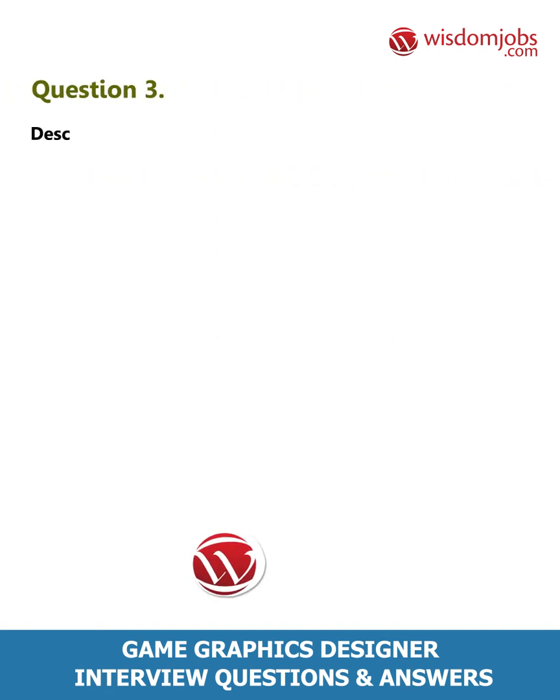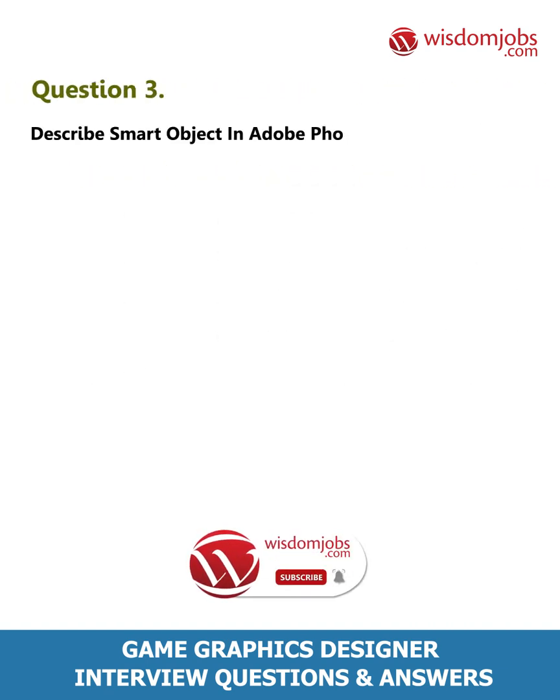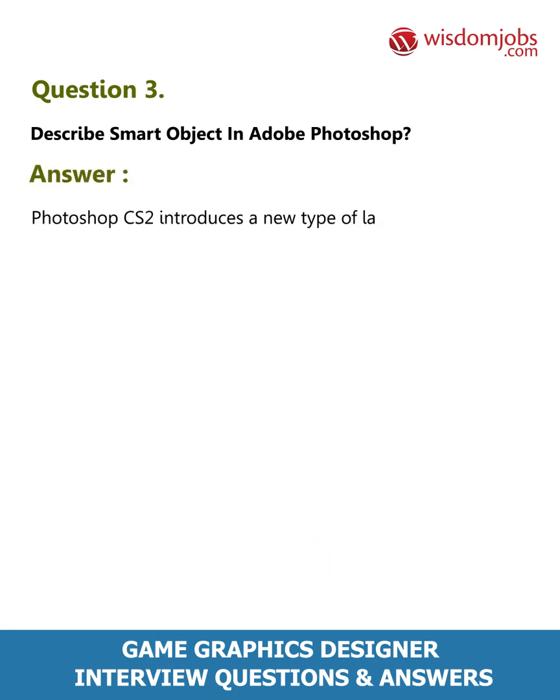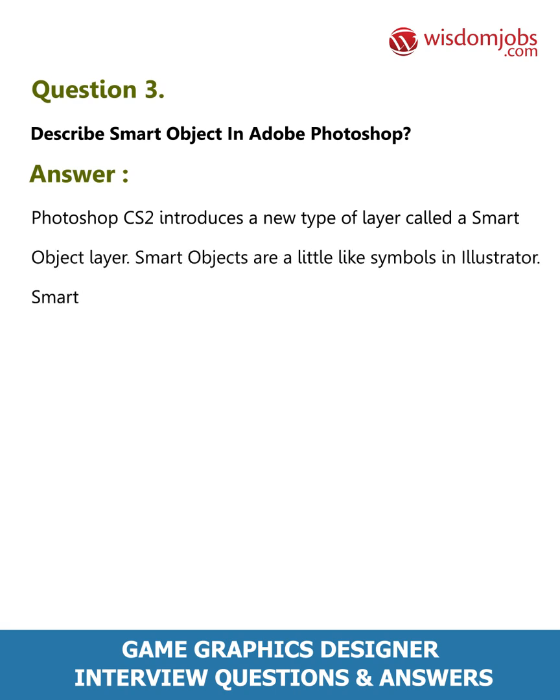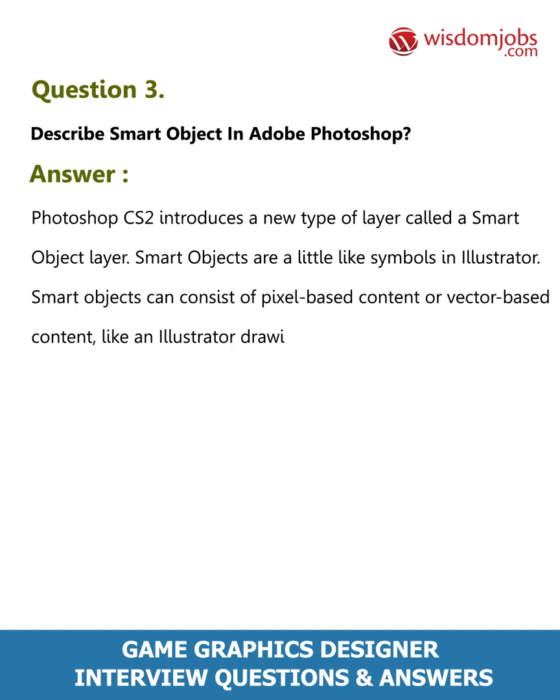Question 3. Describe Smart Object in Adobe Photoshop. Answer. Photoshop CS2 introduces a new type of layer called a Smart Object layer. Smart objects are a little like symbols in Illustrator. Smart objects can consist of pixel-based content or vector-based content, like an Illustrator drawing placed in a Photoshop document.